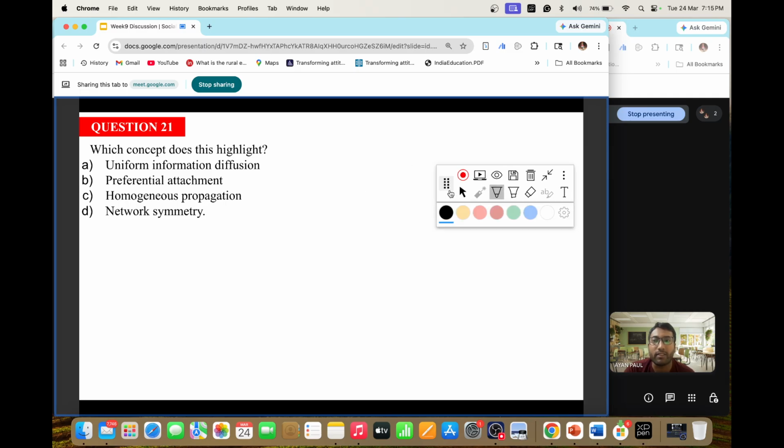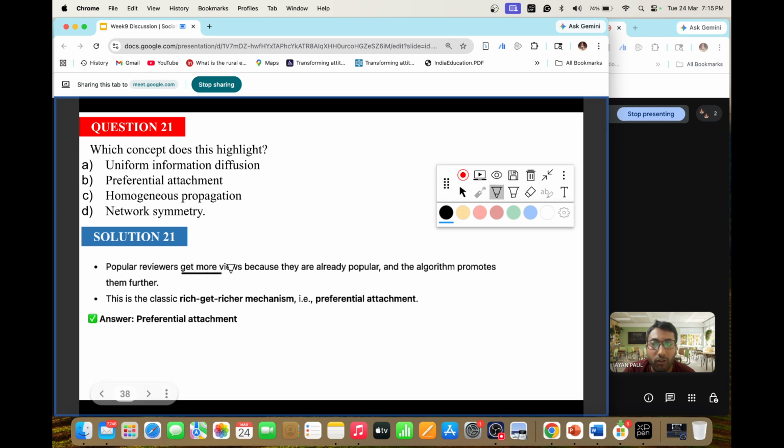So which concept does this highlight? Uniform information diffusion, preferential attachment, homogeneous propagation, or network symmetry. It is question number 21. It is preferential attachment again. Popular reviewers get more views because they are already popular, and the algorithm promotes them further. So this is the classic rich-get-richer mechanism, an example of preferential attachment. Option B is the correct answer.